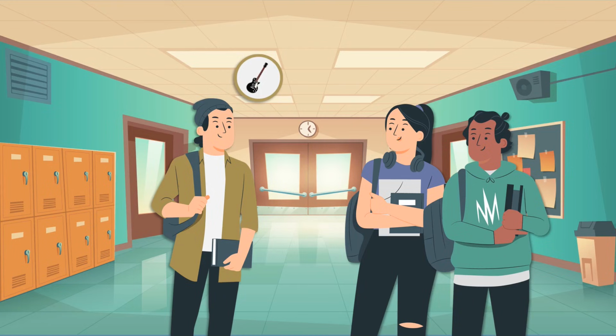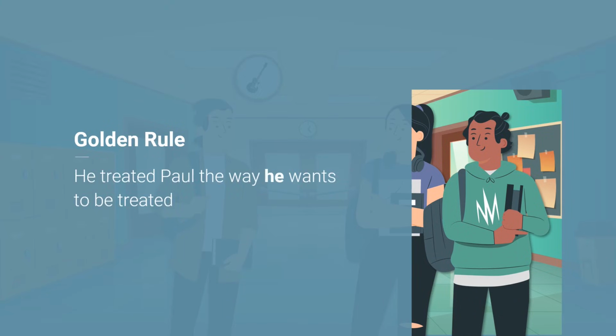Paul thanked Ryan because of his kindness and generosity. Ryan said he treated Paul that way because that's how he wanted others to treat him. While they were eating, Mary mentioned the music club again to Ryan, and they talked about it until the bell rang. In the example, Ryan used the golden rule because he treated Paul the way he wants to be treated.